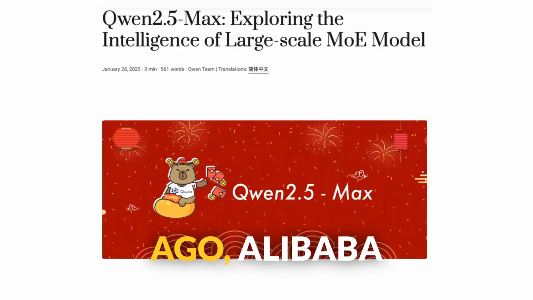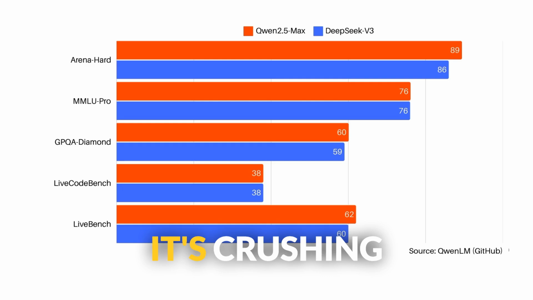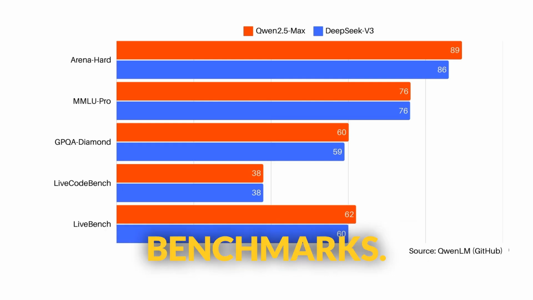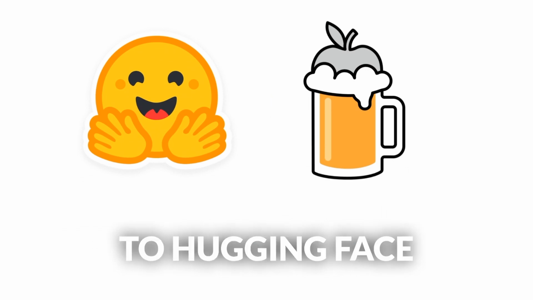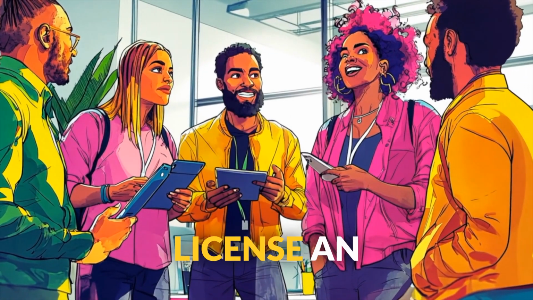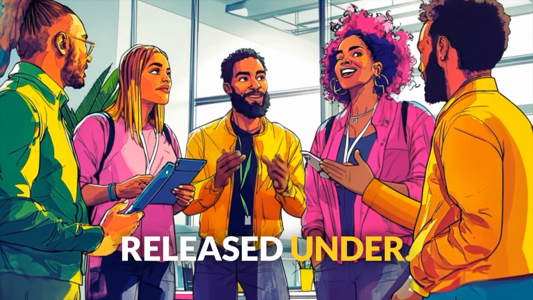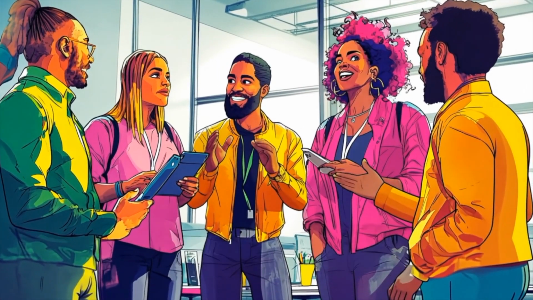A few days ago, Alibaba Cloud jumped in with Qwen 2.5 Max, claiming it's crushing DeepSeek in some benchmark. If you want to start experimenting with open source LLMs, head over to Hugging Face and Homebrew. It's important to know which license an open source LLM has been released under. And if you're new to these principles, let's explore their origin.